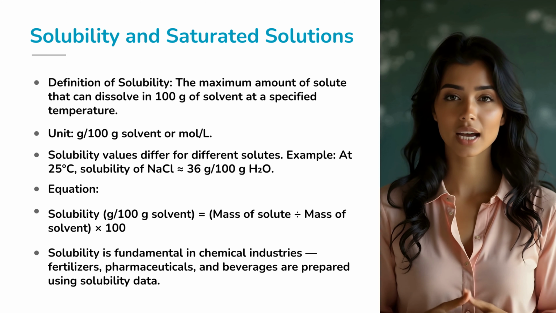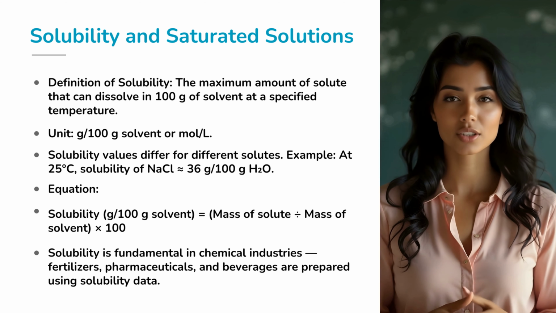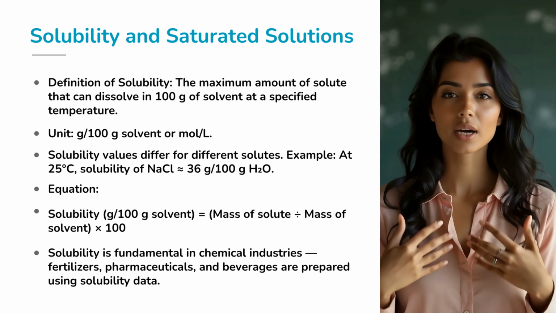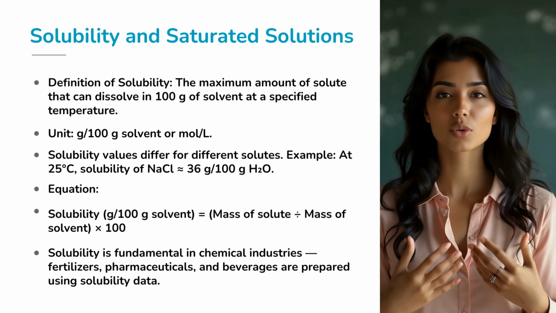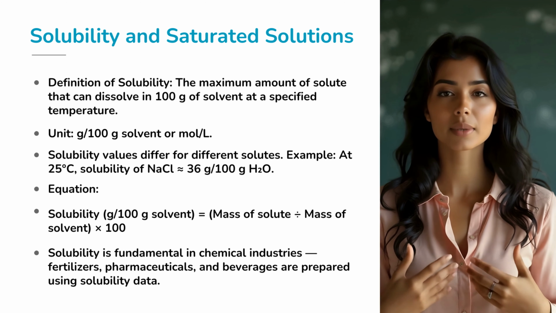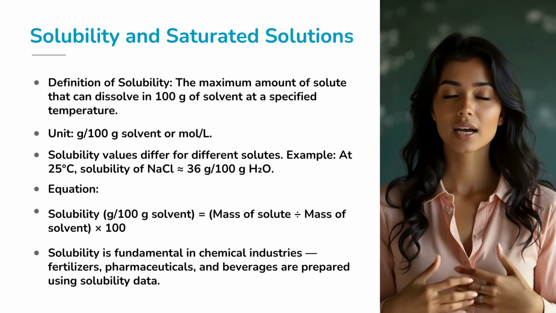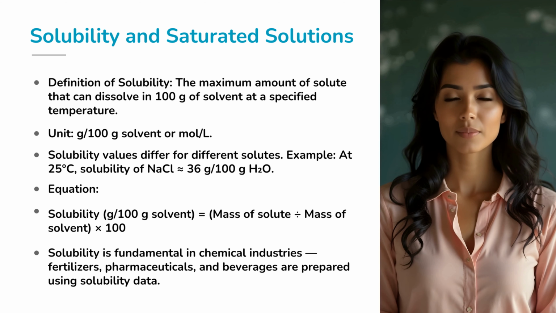The formula to calculate solubility is: solubility in grams per 100 grams of solvent equals the mass of solute divided by the mass of solvent, multiplied by 100. Solubility plays a crucial role in chemical industries. Fertilizers, pharmaceuticals, and even beverages are often prepared based on solubility data.